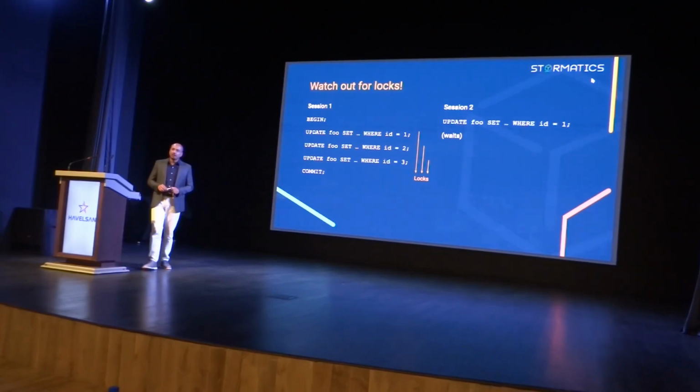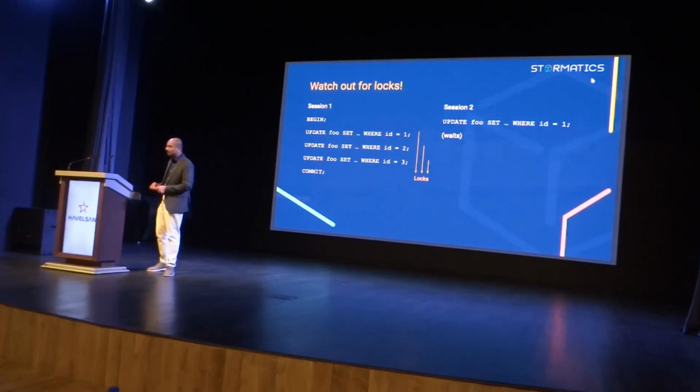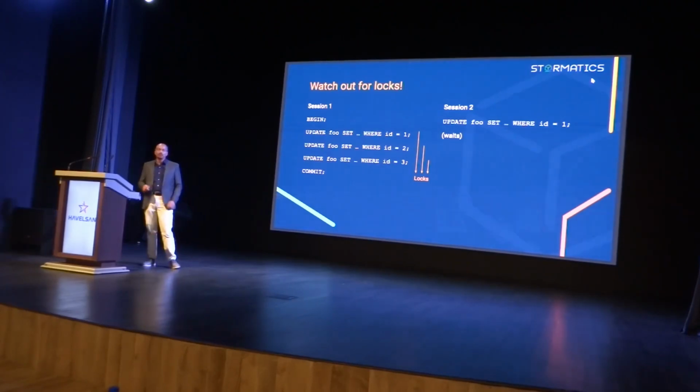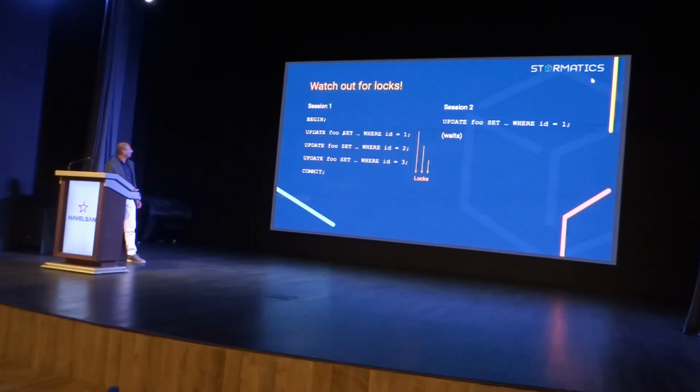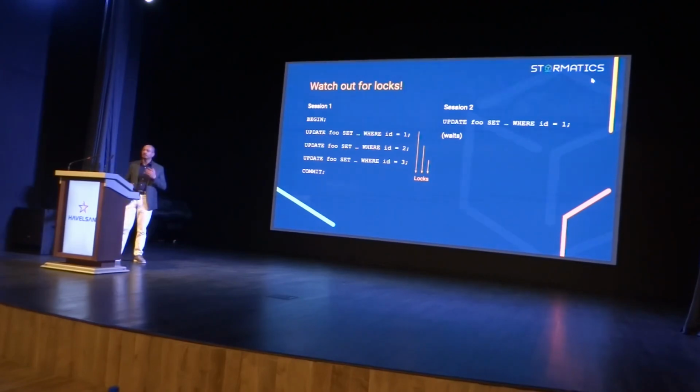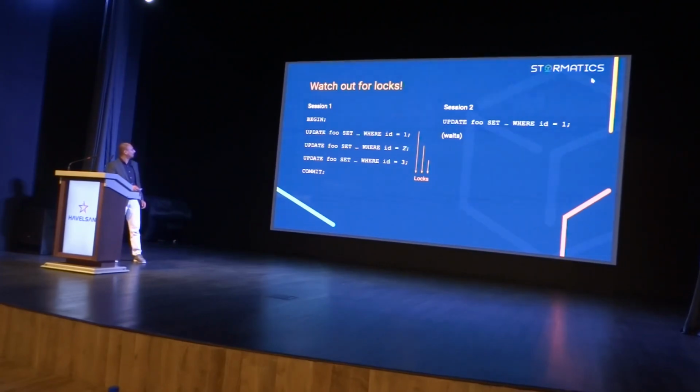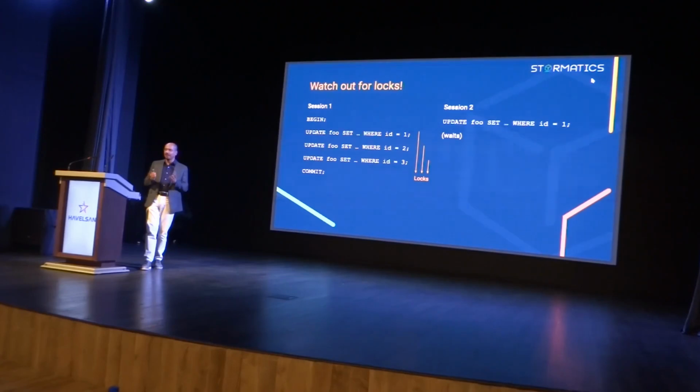And lastly, in query optimization, watch out for locks. Now, what locks do: let's say you have one session that is going to update a particular row in a table. Over here, it is updating foo and setting something where ID is 1. The moment you execute this command, this session gets an exclusive lock on this row where ID is 1. When you execute the next command, it gets an exclusive lock where ID is 2, and so forth. And it retains this lock till the whole transaction is committed.